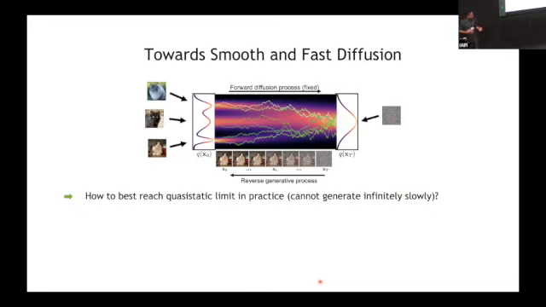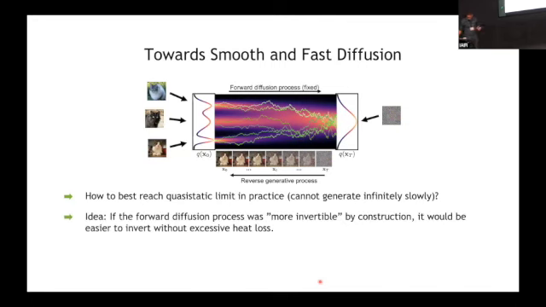So how can we best reach this quasi-static limit in practice? In other words, because in practice, we cannot generate infinitely slowly. So let's imagine somehow this forward diffusion process was more invertible by construction. I know this is hand-wavy, but this is the direction I want you to think into. Then it would maybe also be easier to invert without some sort of excessive heat loss, because you do like two big steps and so on.